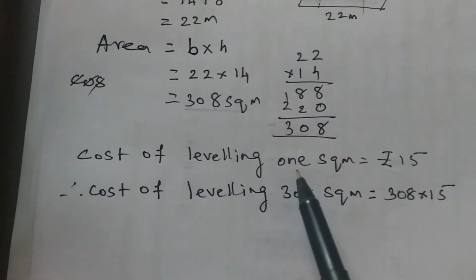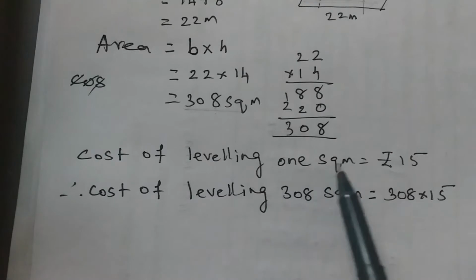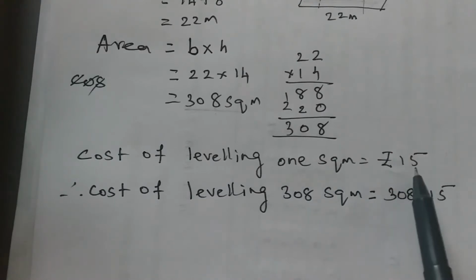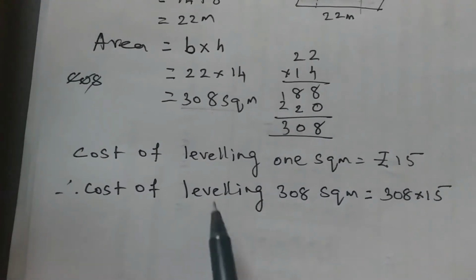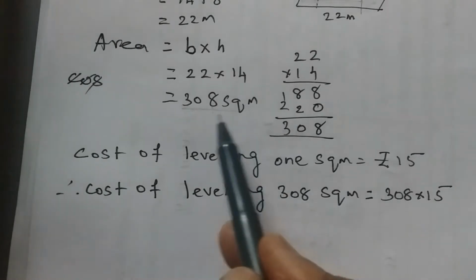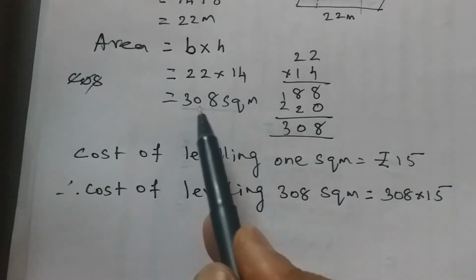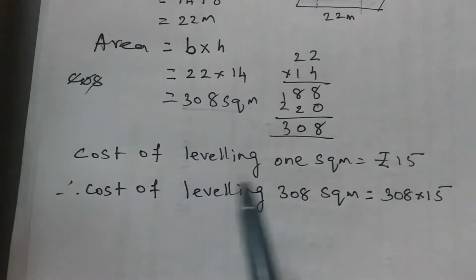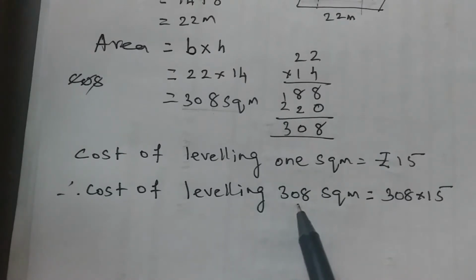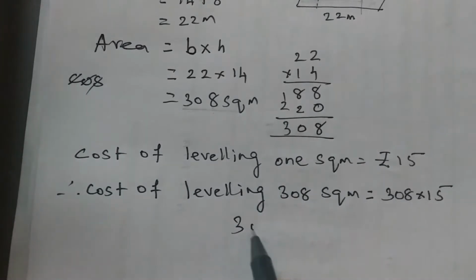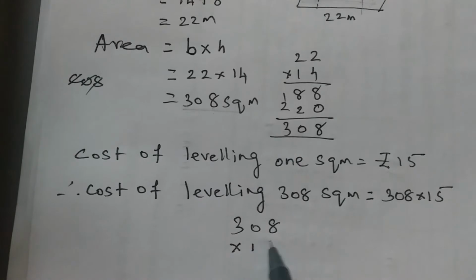Cost of leveling per square meter, means 1 square meter is rupees 15. Therefore, we have to find the cost of leveling. The entire area is 308 square meters. We know for 1, we have to find for many, it is multiplication. So multiply 308 into 15.